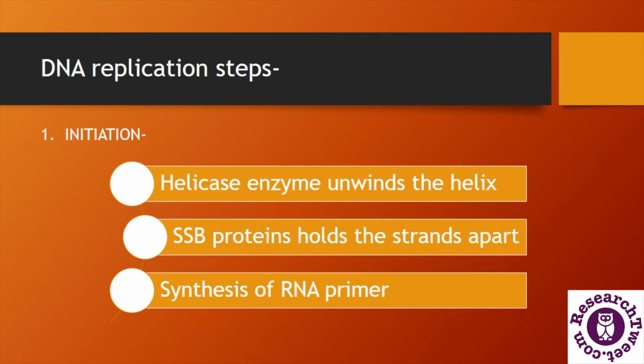So the initiation step consists of the helicase enzyme, which unbinds the helix, and the single-stranded binding proteins, which hold the strands apart, and then the synthesis of the RNA primer, which is necessary to elongate the DNA replication.